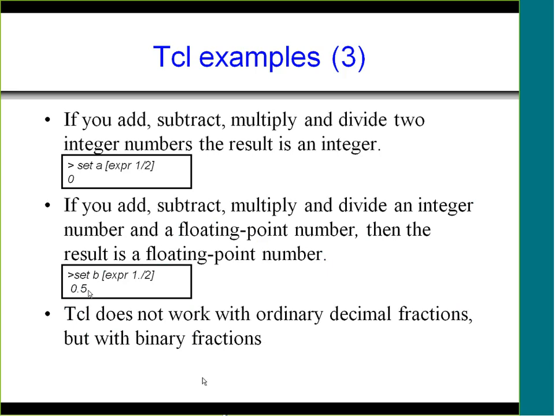I also want to mention that Pickle does not work with ordinary decimal fractions, but with binary fractions, which leads to not completely exact results, something that users would not expect. So an example would be if you divide 1.2 with 0.1, you would expect to get an exact answer of 12, but what you're going to get is 11.9999.